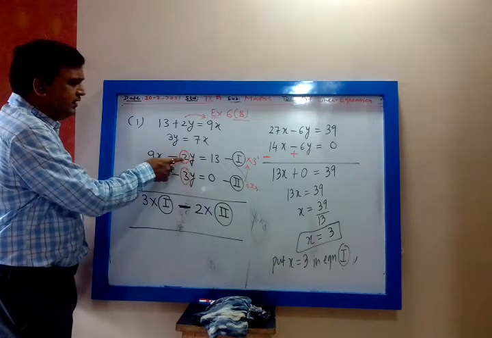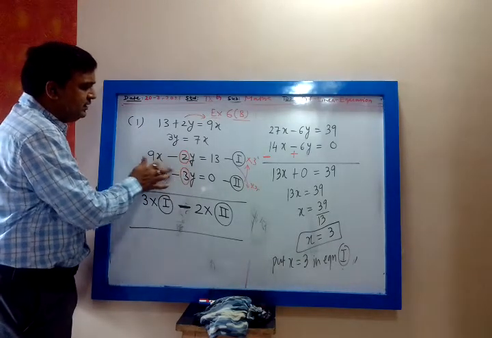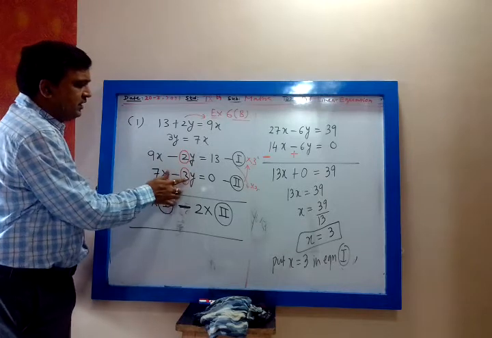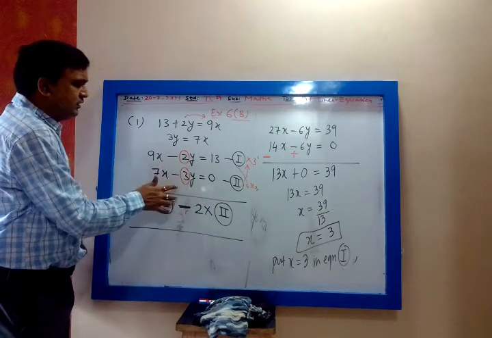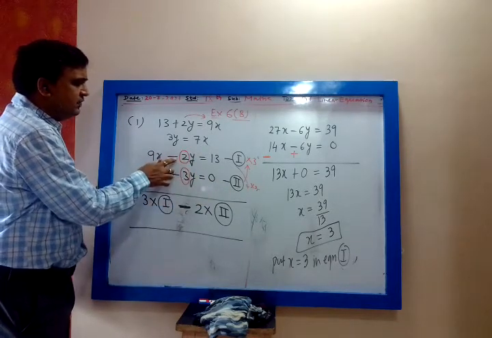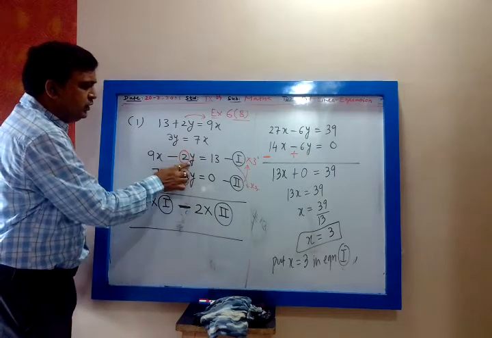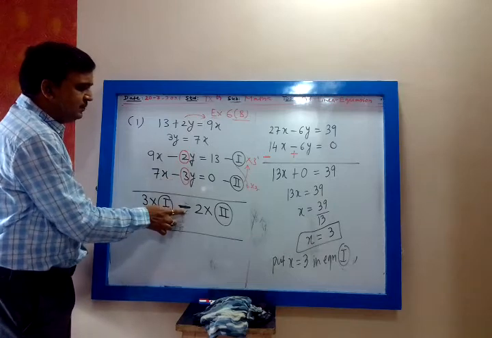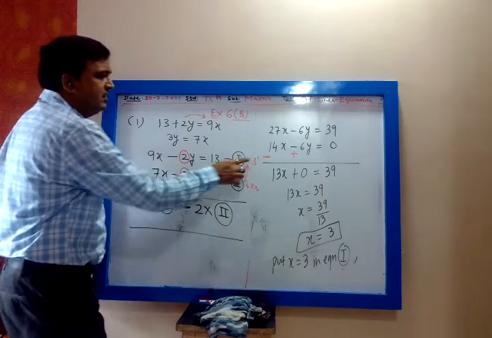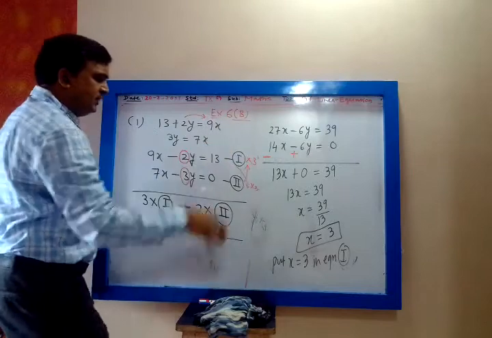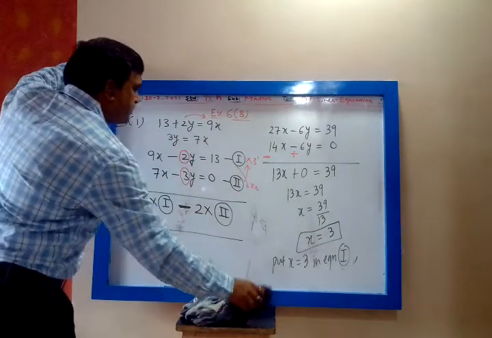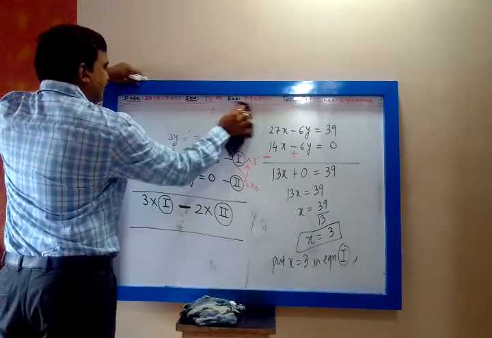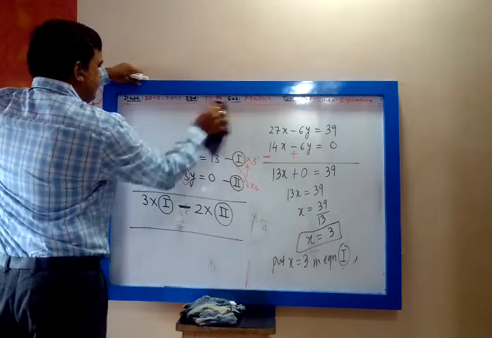So there the coefficient of y is 2, there it is 3. So I will multiply this equation by this coefficient and this equation by this coefficient. So we write 3 into equation 1, then 2 into equation 2. They have the same sign, minus minus, same sign, so I will write minus, subtract. Subtract means change the sign of the second equation and simplify. So x is 3. Now this value of x I will put in equation 1.